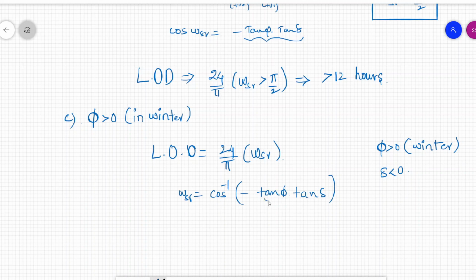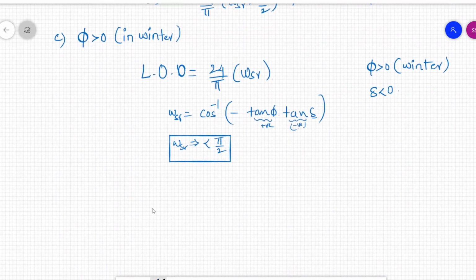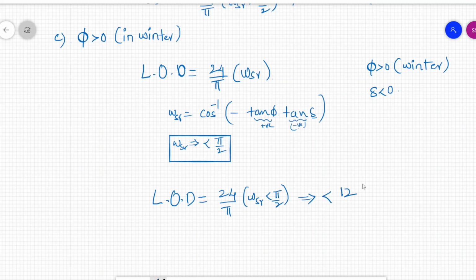Here tan phi will be positive and tan delta is less than 0, so tan delta will be negative. So the negative and negative will cancel, and the cos inverse argument will be positive, so this will be in the first quadrant. So omega SR will be less than pi by 2 because it is in the first quadrant. So the length of the day for winter will be 24 by pi times an omega SR less than pi by 2, so the length of the day will obviously be less than 12 hours.